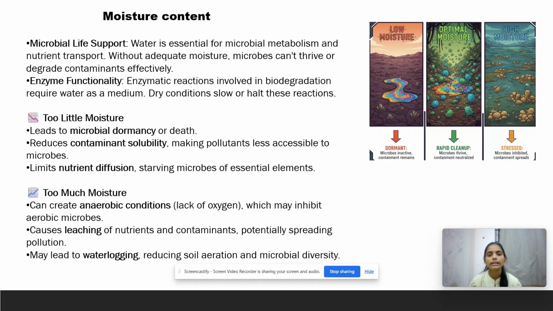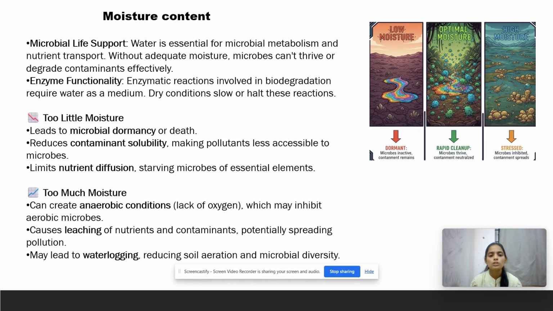Now, moisture content. Water is very essential for microbial metabolism and nutrient transport. Microbes can't thrive or degrade contaminants effectively if there is too little or too much water. If there is too little moisture, it leads to microbial dormancy and further to death, and reduces contaminant solubility and nutrient diffusion, leading to lesser bioremediation.